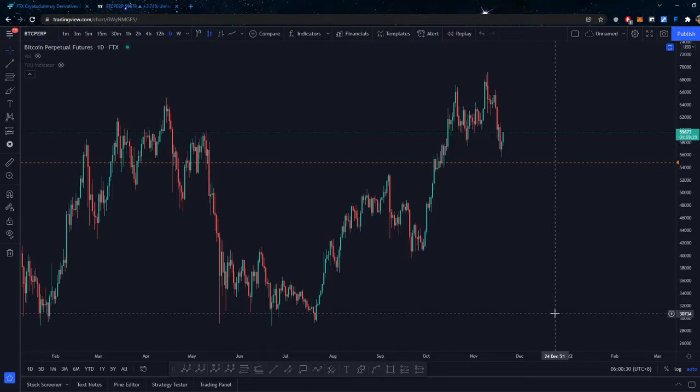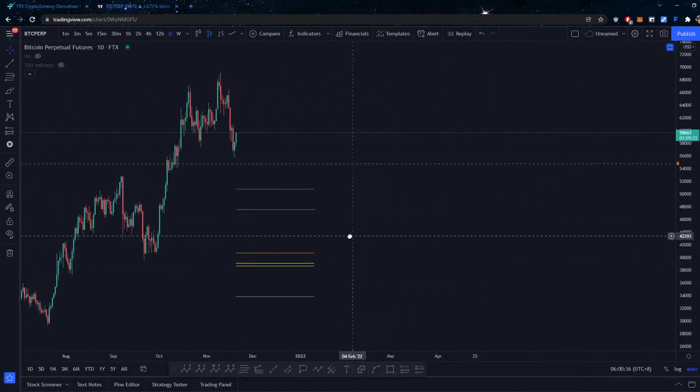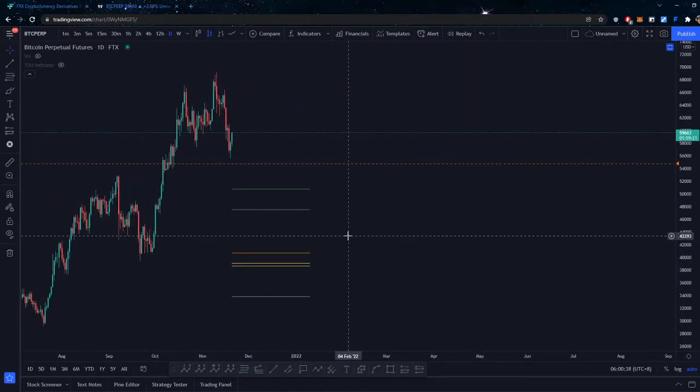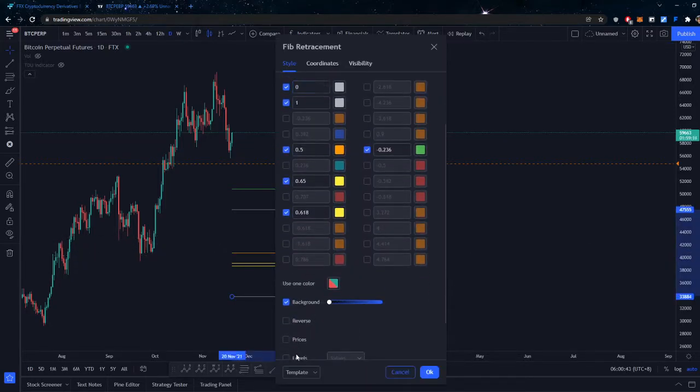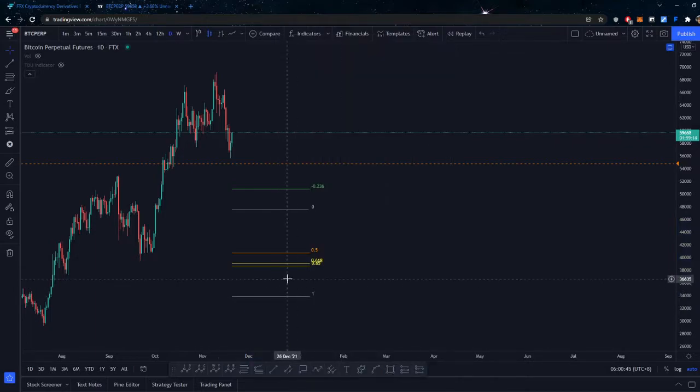All you need is Fibonacci, and only use 3 levels, like this: 0.618, 0.5, which we call the golden zone, and negative 0.236.